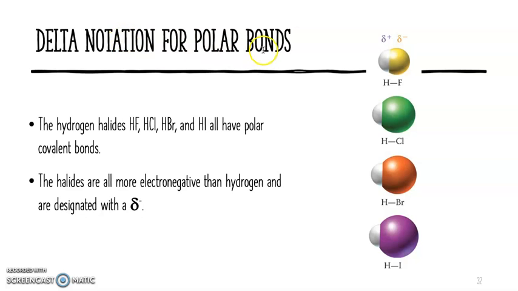So the delta notation for polar bonds applies to a lot of different molecules. Here it's shown for hydrogen fluoride, hydrogen chloride, hydrogen bromide, hydrogen iodide. You see all of the elements in group 7 have high electronegativity, so they all have the delta minus on them, whereas hydrogen has delta plus.